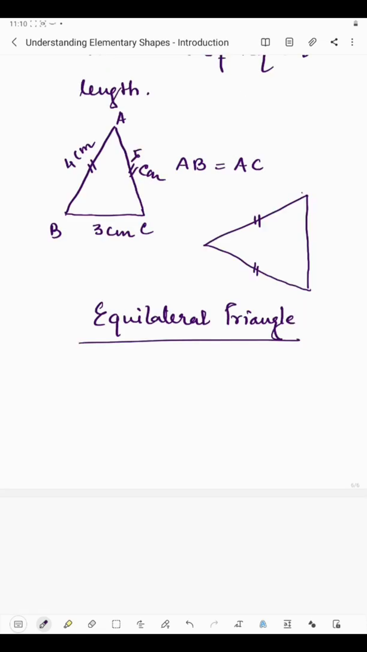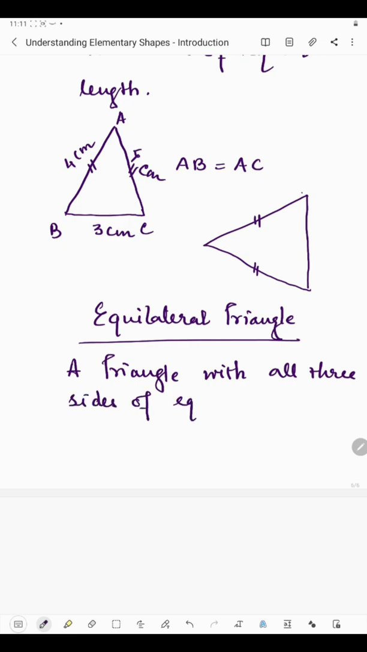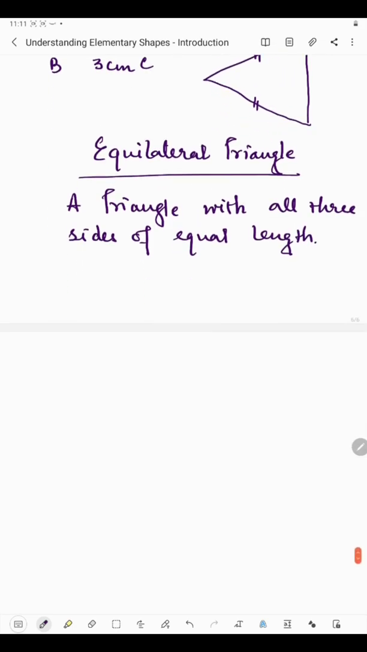Now next we have the equilateral triangle. So what is an equilateral triangle? A triangle with all three sides of equal length. So let us draw the figure.